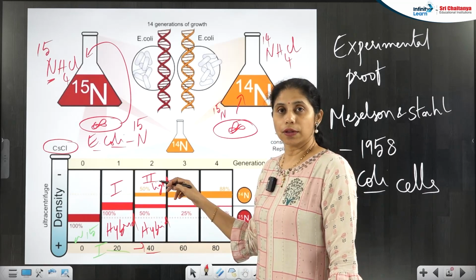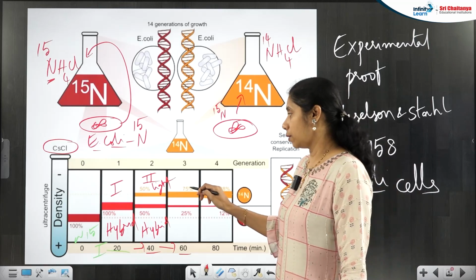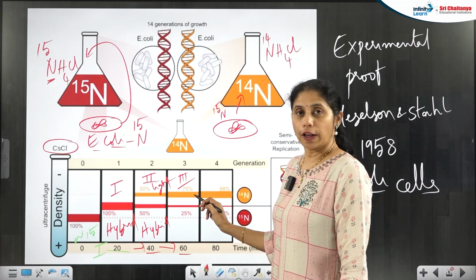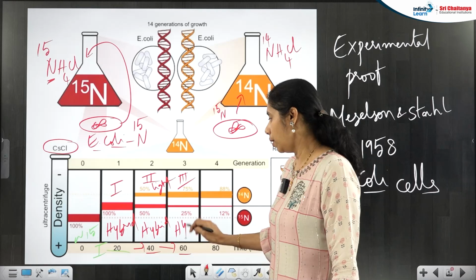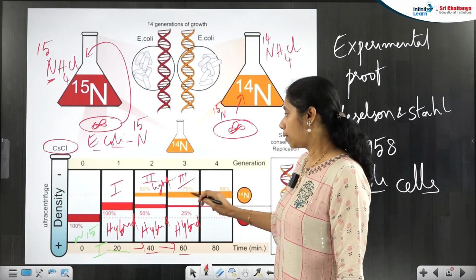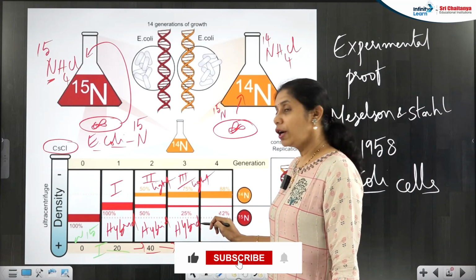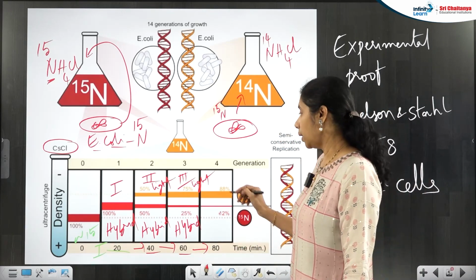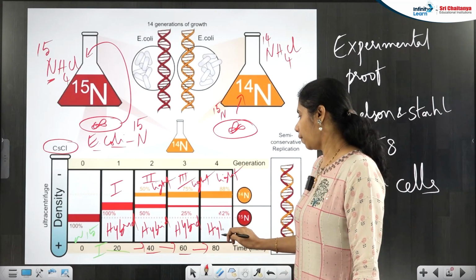Light DNAs are 50%. And further they continued for 60 minutes, then it became the third generation. The third generation has 75% N14 normal nitrogen and 25% N15. This is nothing but hybrid, because it has one strand of N14 and one strand of N15. In the third generation they got 75% light DNA and 25% hybrid DNA. Continuing another 20 minutes, it showed 88% light DNA and 12% hybrid DNA.